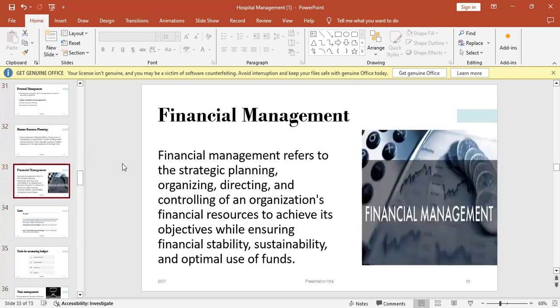Next is financial management. Financial management refers to the strategic planning, organizing, tracking, and controlling of an organization's financial resources to achieve its objectives while ensuring financial stability, sustainability, and optimal use of funds.